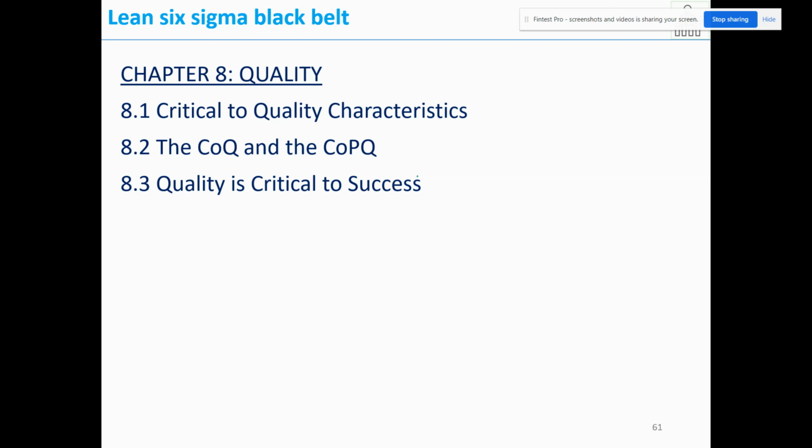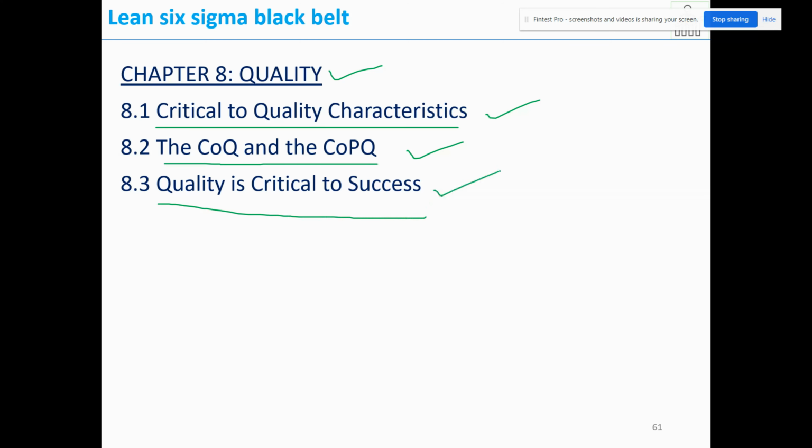So the next chapter is quality. In this chapter, we are going to see critical to quality characteristics, the COQ and the COPQ. COQ is nothing but cost of quality and COPQ is nothing but cost of poor quality. What is that we are going to see next.